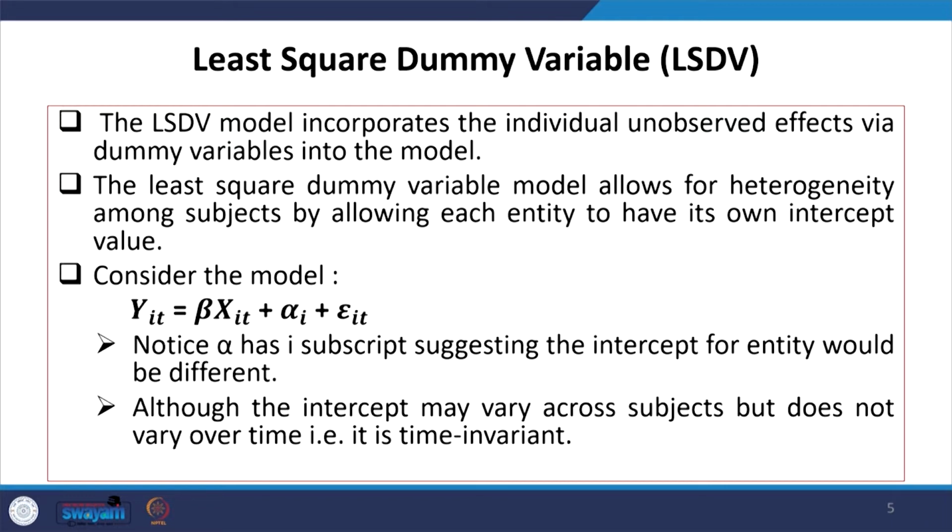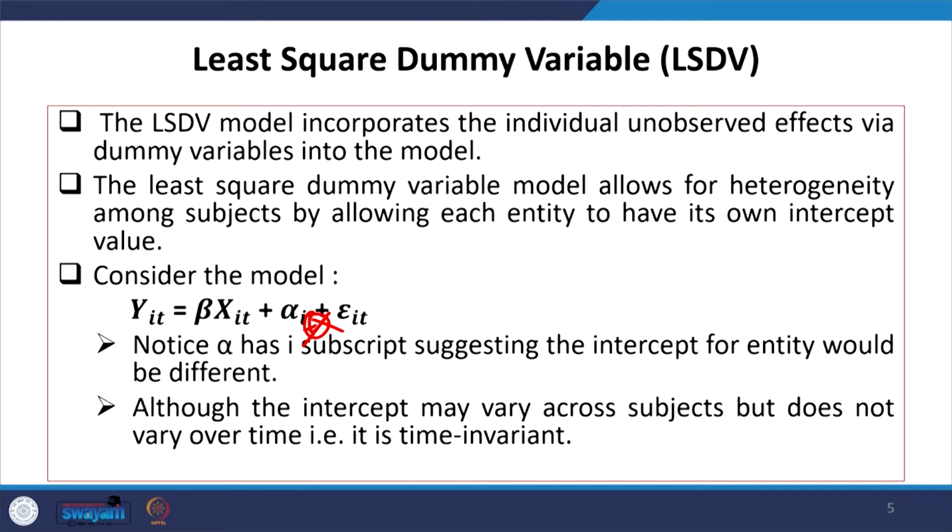Let us consider the model once again. This is equal to beta times X_it. So, beta is constant here, but the other two terms, alpha_i and the error term, have certain variability. The t component is not there on alpha, but variability is observed through the individual variations, and if some unobserved effects are not captured, that can be captured through alpha_i.